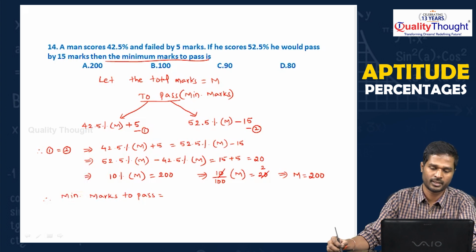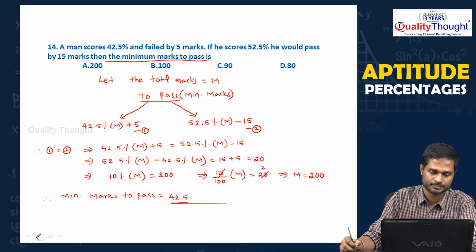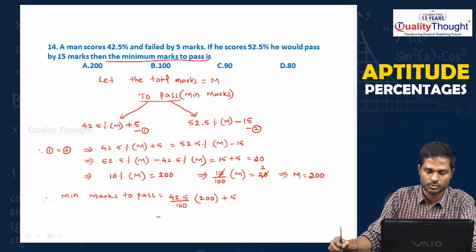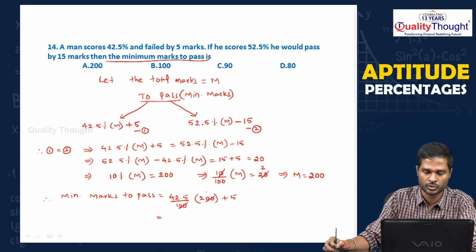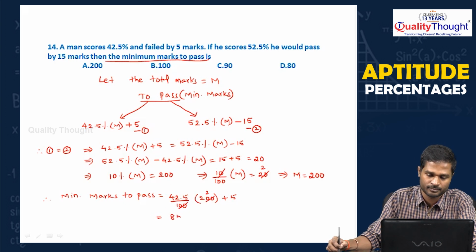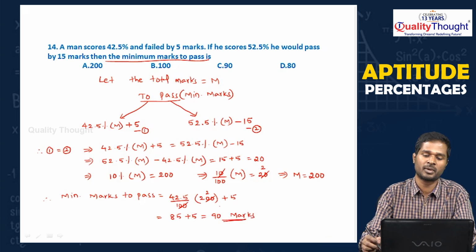So any one equation, I'll take the first equation. 42.5% of m is 200, that's what we got just now, plus another 5. So 100 ones are 100, twos are 200, will cancel. So 42.5 twos are 85 plus another 5. That means he needs 90 marks to pass. That means the person required a minimum of 90 marks to pass in the exam.